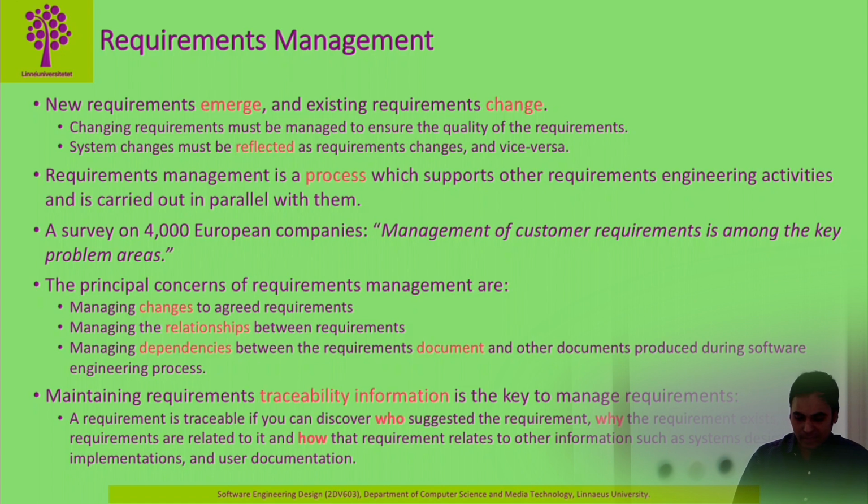If you don't have this traceability information, and by traceability information I mean who suggested or proposed this requirement and why, based on what need, then what are the related or dependent requirements, and how these requirements relate to other information like system design, implementation or user documentation. All these dimensions are known as traceability. If we know who suggested the requirements and why, and the related requirements and how they are related, we have good traceability information, but we also need the management of this traceability information.